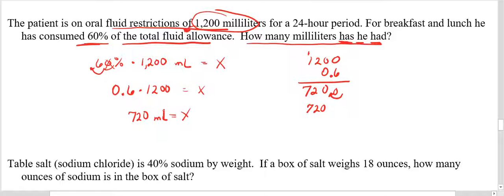Now when you're answering these, especially when you get into the calculations, you want to be sure and put the milliliters, the unit of measure. So 720 milliliters is what he had left.